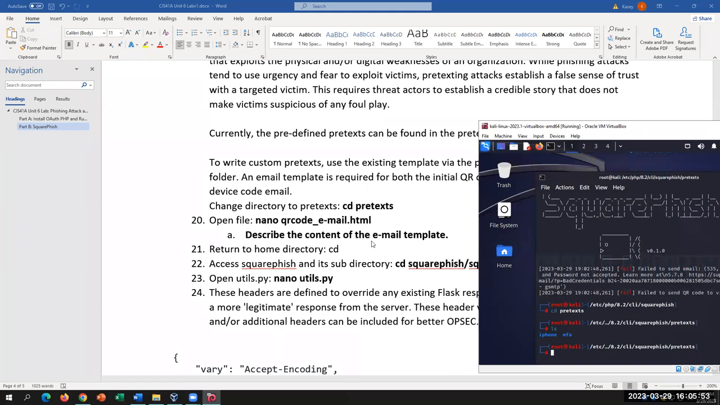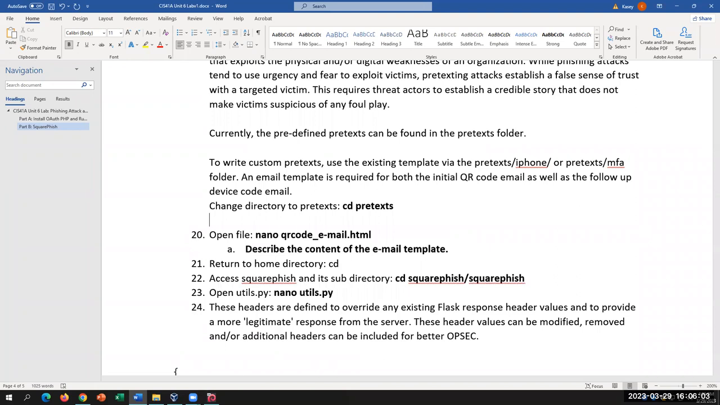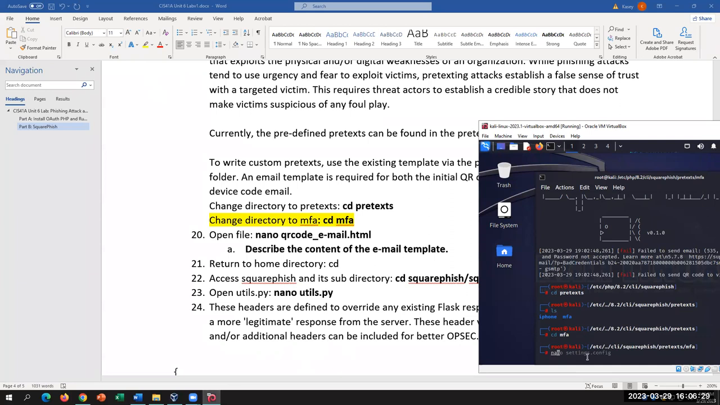I forgot to tell you guys to go to MFA. So let's do that. You can use the iPhone one, but we're going to do cd MFA, otherwise it's going to throw an error here. Okay, so you are going to do nano qrcode_email.html.